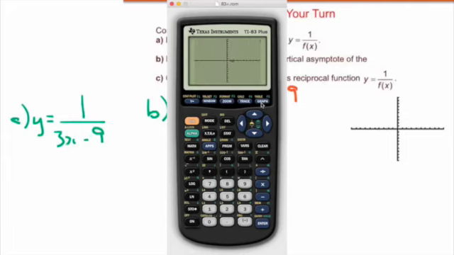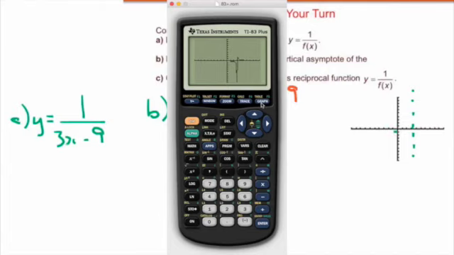Graph it out. And it looks kind of similar to the last one. Same basic shape, but a little bit steeper. To graph it out, we need to have that vertical asymptote. This time it's going to be at 3. As best as you can.